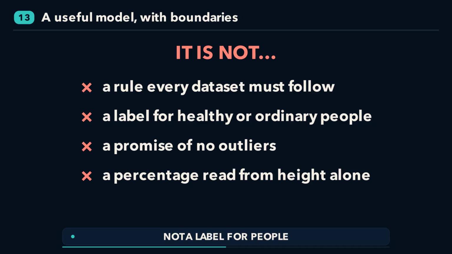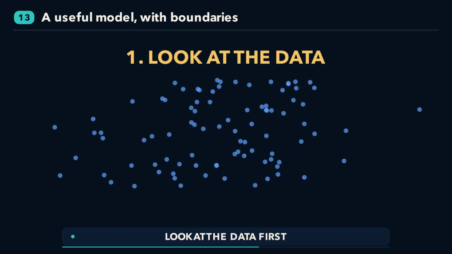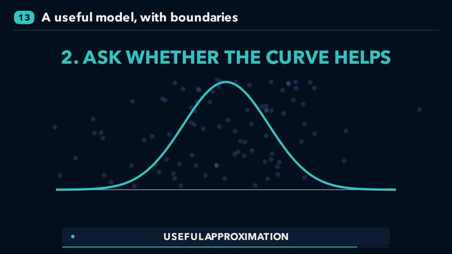What is it not? It is not a rule that all data must follow. It is not a label for healthy or ordinary people. It does not make outliers impossible, and it does not assign probability by height alone. The best habit is simple. First look at the data, then ask whether the normal curve is a useful approximation. A model earns trust by clarifying reality, not by replacing it.